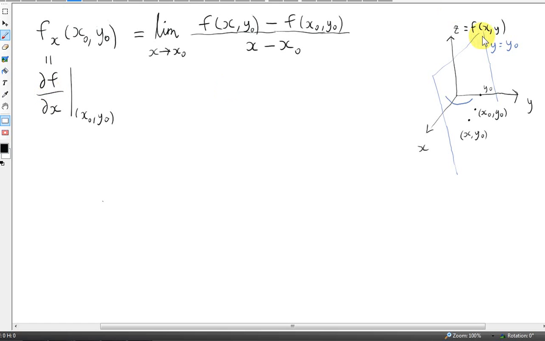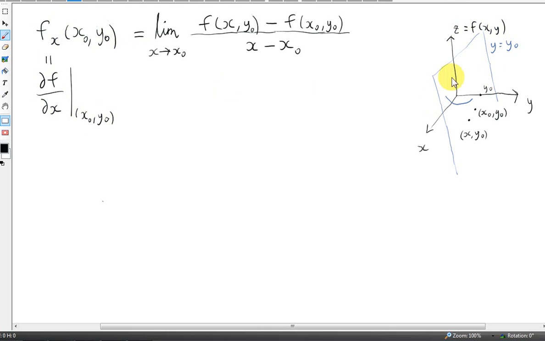f is a function of two variables x and y. The partial derivative of f with respect to x at the point with coordinates x0, y0 can be written like this: f sub x at x0, y0. Now I don't have a graph of the function z equals f of x, y.